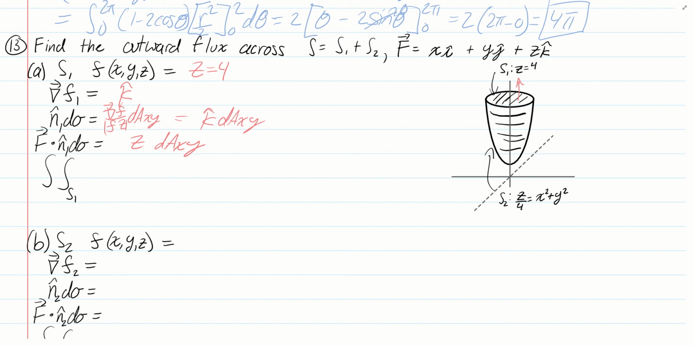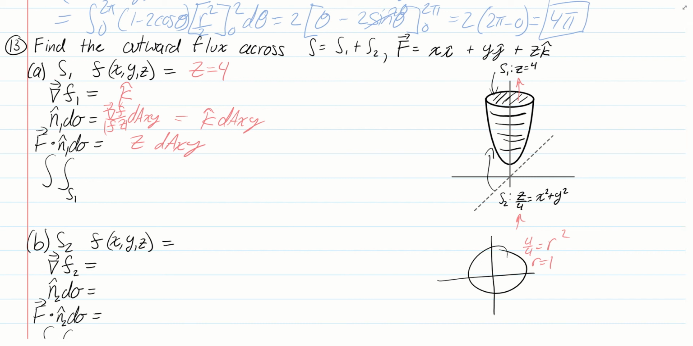So looking at this from the top down, we're really looking at something that looks like this, where r, so we need to figure out what that r is. So if z equals 4, and we're looking at this equation here, so we have 4 over 4, which equals x squared plus y squared, which equals r squared, which means r equals 1. So we have a circle here. So if we have a circle, then we're definitely going to be using polar coordinates.